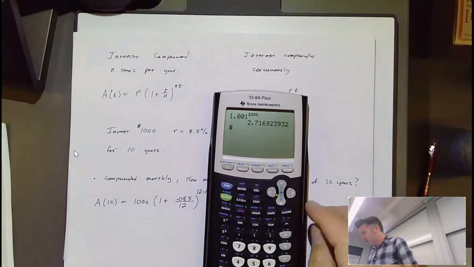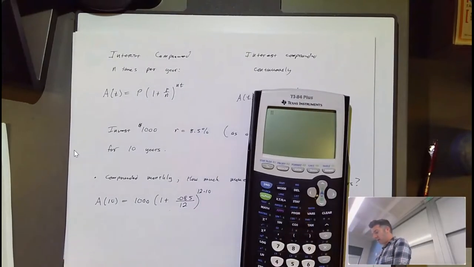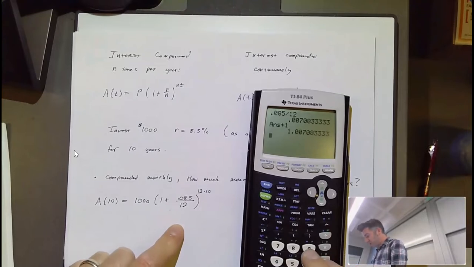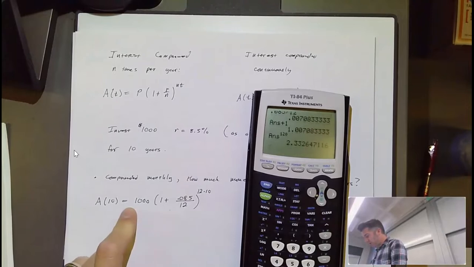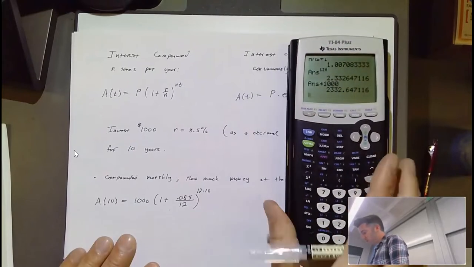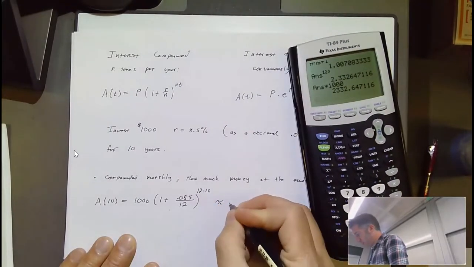Yeah, okay. So I would probably do it this way. I would do 0.085 divided by 12, add 1, raise it to the 120th power, and then multiply by 1,000. And that's what I'm going to have after 10 years. Approximately $2,332.65.